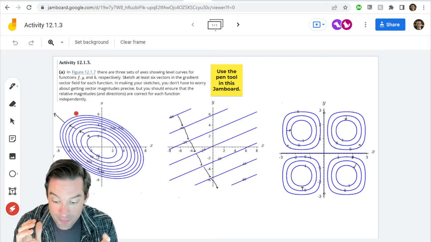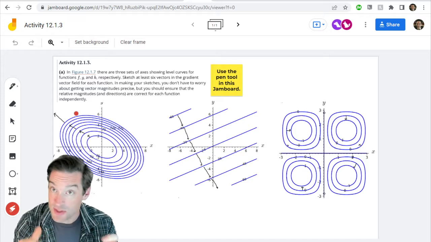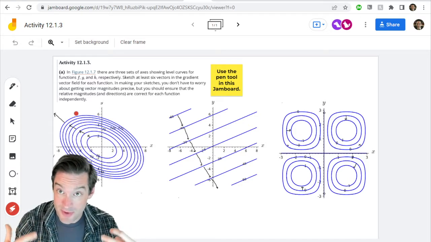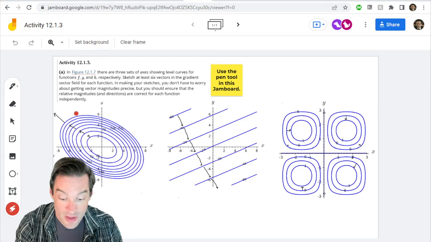And so what this forces us to do is to wrestle, which is what we spent, I think, the most of your time doing on this activity, with how a contour plot gives us information about how steep the graph of a function is.